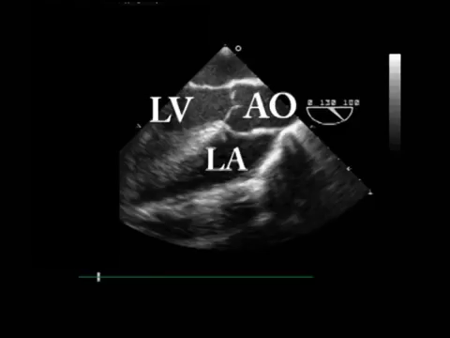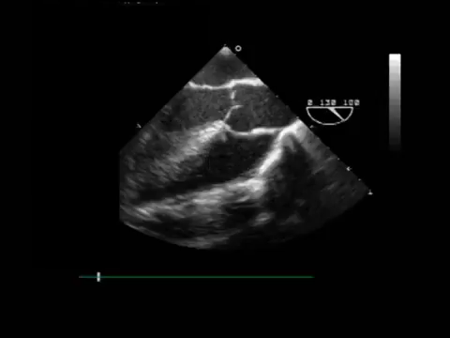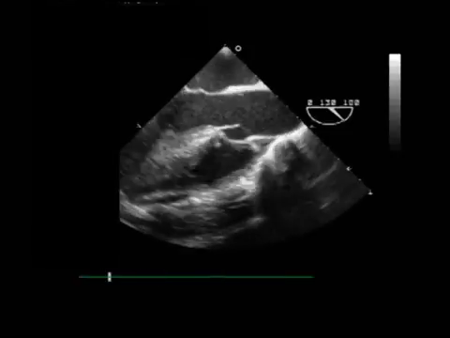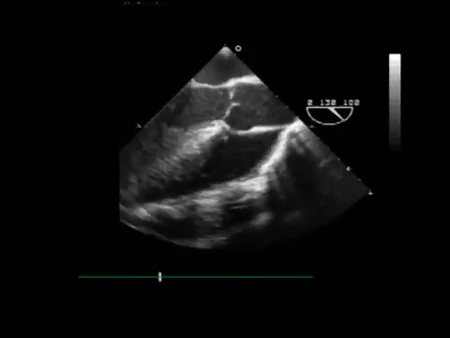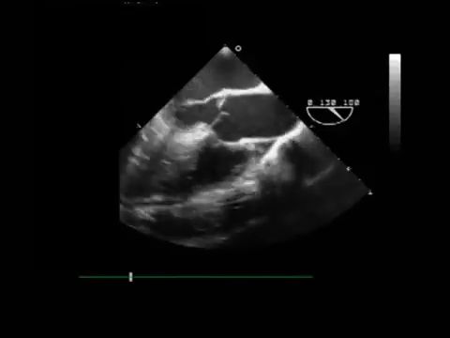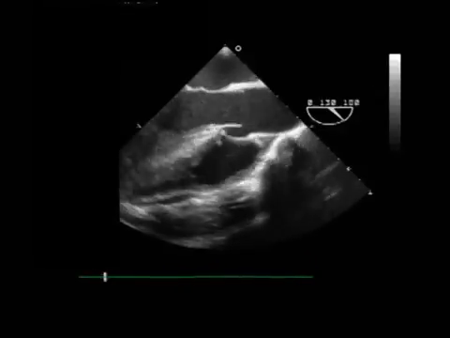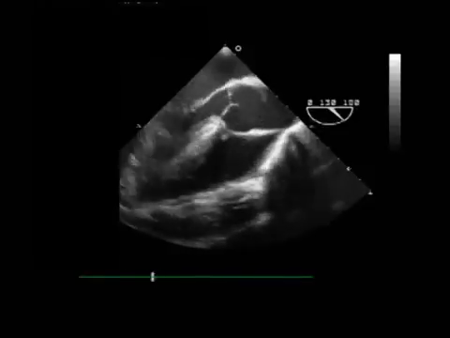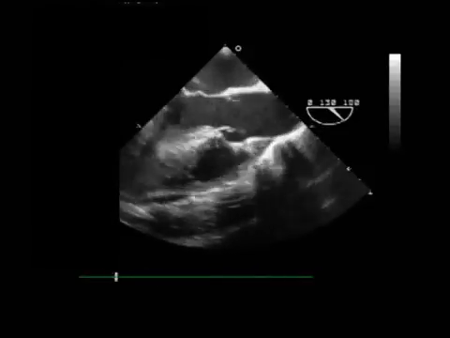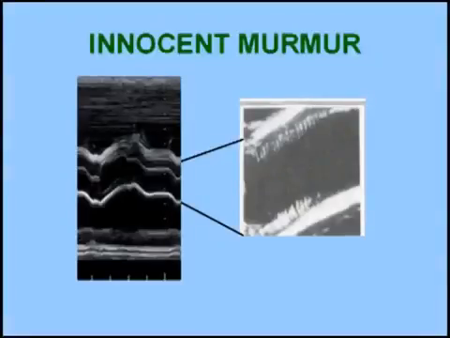This transesophageal echocardiogram shows the area at the tips of the aortic leaflets where innocent systolic murmurs are thought to originate. M-mode echocardiography has demonstrated high-frequency vibrations of the aortic valve which correlate with the pitch of innocent systolic murmurs.